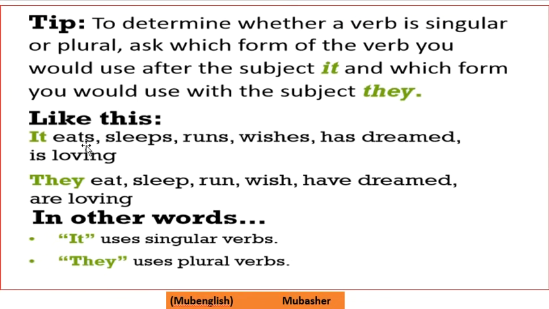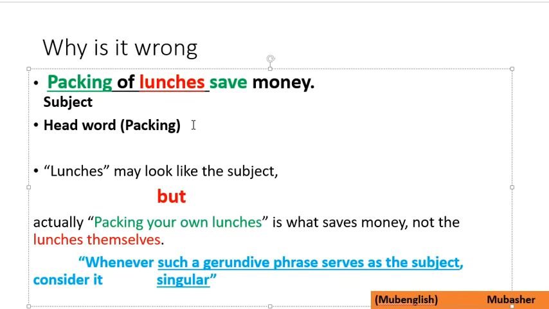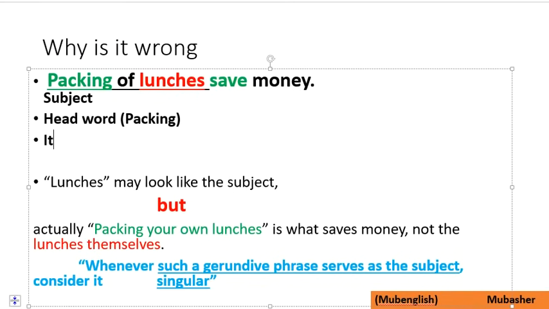Take it or he: eats, sleeps, runs, wishes, has dreamed, is loving, is and has. This s, these are all singular verbs. So if we are getting confused, we can simply say here that the head word is packing, and if we use it instead of the head word, then definitely we can write it like this: it saves money. So that is the correct one. So this is the simple way that you can easily understand it.